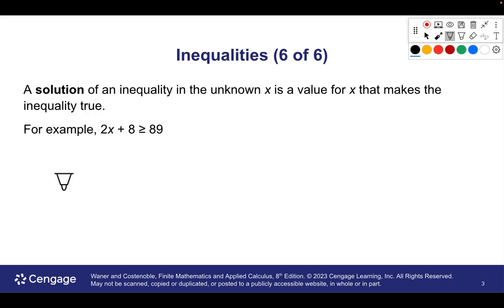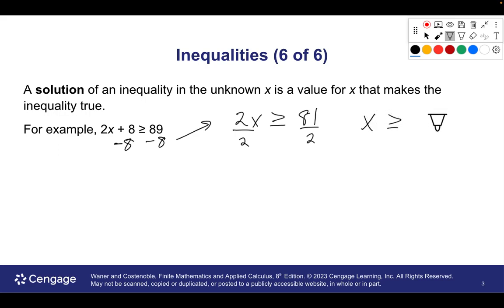So just as a quick review, we have an inequality in one variable. What we do is we solve for that variable. So I've got 2x plus 8 is greater than or equal to 89. Subtract 8 from both sides. That's going to give us 2x greater than or equal to 81. And then we can divide both sides by 2. So we get x is greater than or equal to 40.5.